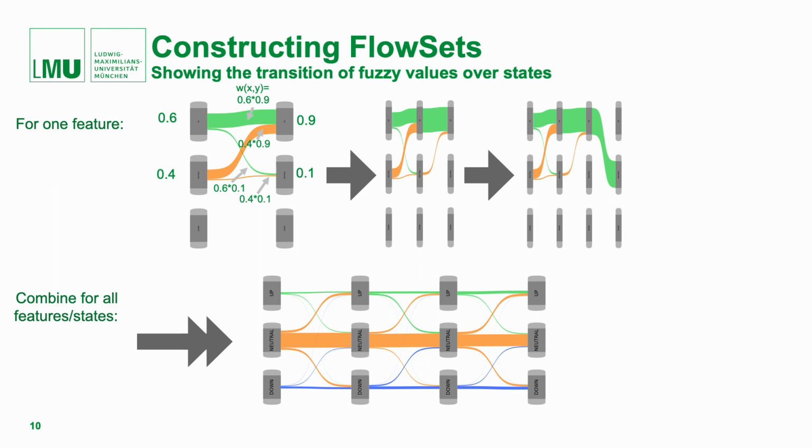Combining all features and states in FlowSets, we get an overview over the whole regulation in the data. The biggest mass is in the neutral class over all states. We have edges where we know the membership of each feature, and we can also track a feature over the whole flow set.